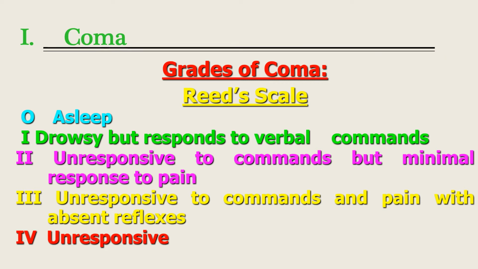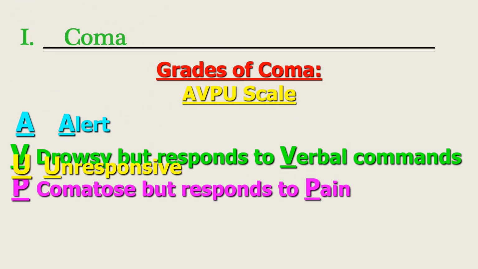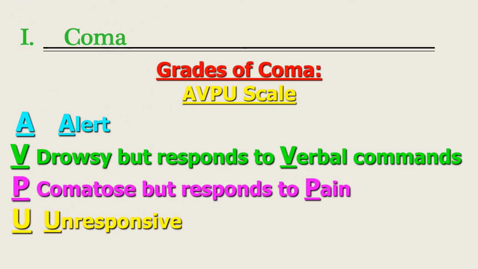Okay, so this is the Reed scale, and as you see, it has very difficult parameters. For example, for reflexes intact, you should examine all the reflexes, and this needs a long time to finish. So this scale is not used mainly, at least in the ER. Another rapid and very common scale is the AVPU scale. Each letter of these will diagnose a certain stage.